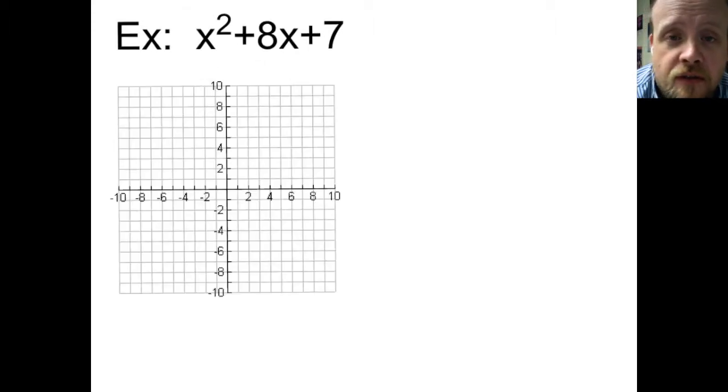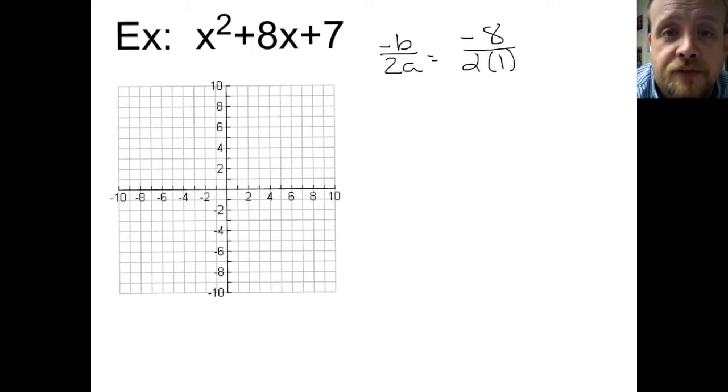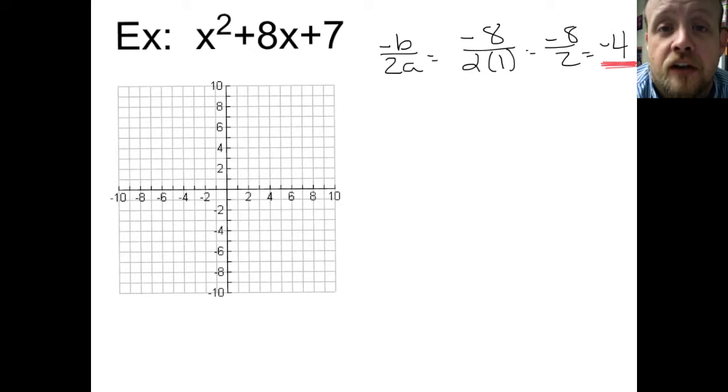Let's graph it. In order to graph it, we're going to have to find a few pieces of information. We'll start by finding our vertex, or the center of our graph. To do that, we'll once again use our axis of symmetry equation, negative b over 2a. So negative of 8 over 2 times 1 gives us negative 8 over 2, which gives us negative 4. To find the rest of our vertex, we're going to take that negative 4 and plug it back into our original equation, and that'll find us our y value.